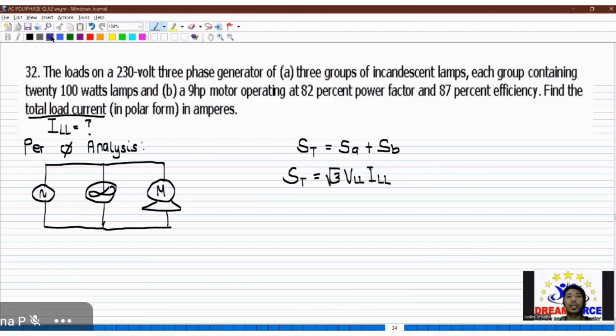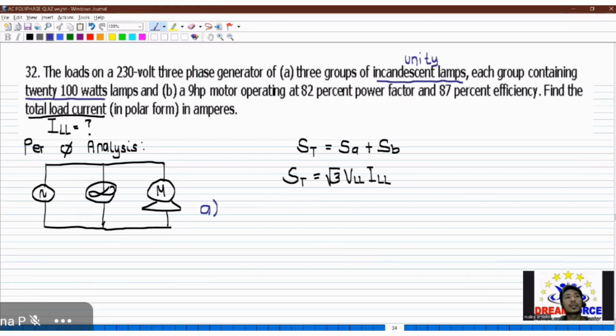Okay, so therefore, our first step must be, kunin muna natin yung values ng mga S natin. So, sige. Solve tayo step by step or individually para hindi tayo malito. So una, meron daw tayong 3 groups of incandescent lamps, tapos each group is 20 100 watts lamps. Ibig sabihin, tandaan natin na si incandescent lamp, unity po ito. So that is classified as a purely resistive.